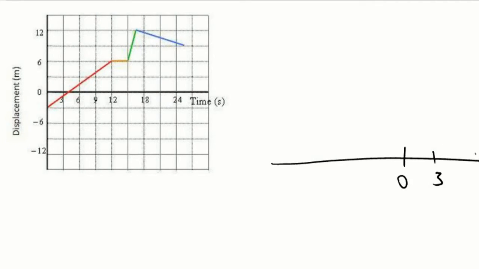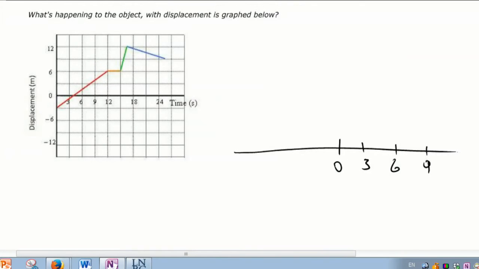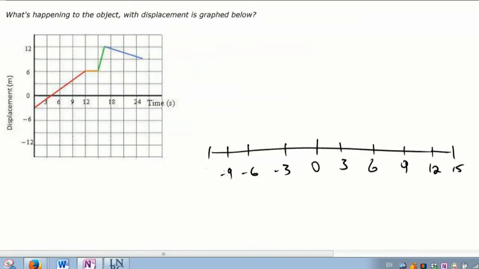I don't like this graph. It's in threes, and that bothers me a lot, but I'll get over it. 3, 6, 9, 12, 15, -3, -6, -9, -12. Okay, just draw a little sketch. Doesn't need to be pretty. I'm going to put my tree at 0 meters, and we're going to describe the motion of the object.